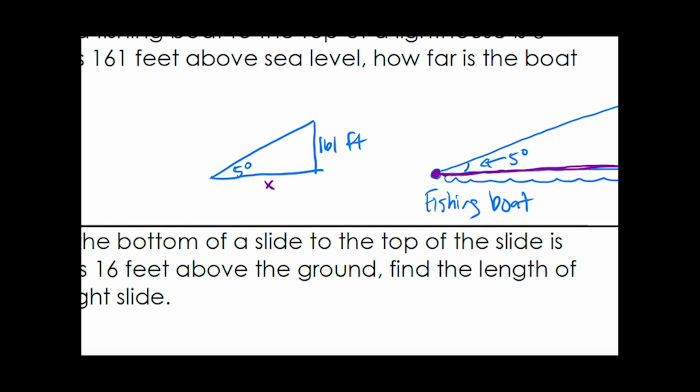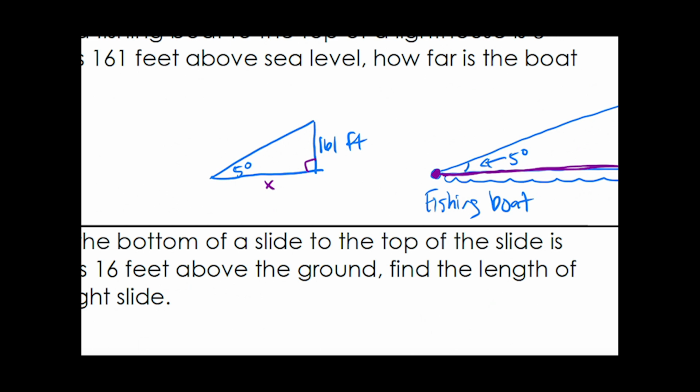So now I have a right triangle with an angle and a side, and they want to know another side. So let's figure out what those sides are in relation to the angle. Are they opposite, adjacent, or hypotenuse? And once I know that, then I can know which trig ratio I'm going to use.